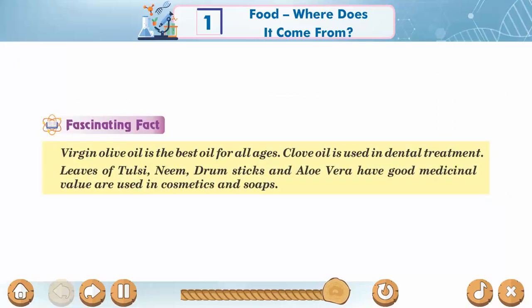Fascinating fact: virgin olive oil is the best oil for all ages. Clove oil is used in dental treatment. Leaves of tulsi, neem, drumsticks and aloe vera have good medicinal value, which are used in cosmetics and soaps.